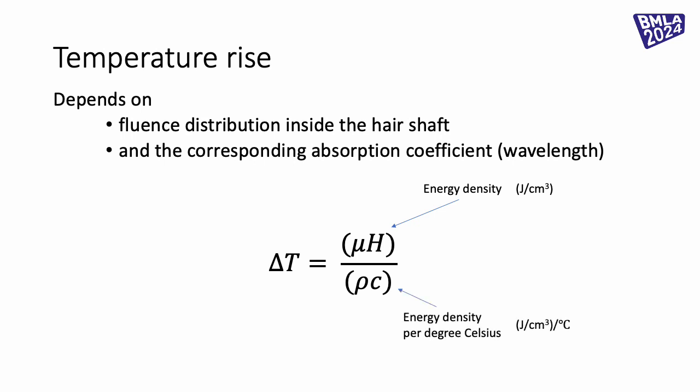Rho C in the bottom here, the volumetric heat capacity, can be viewed as the energy density per degree Celsius. So when you combine these two, the numerator and denominator here, we find the temperature rise. But, and it is a big but, this is an instantaneous temperature rise only. It does not consider the loss of heat energy during the pulse itself. And that's what we're going to have a look at now.